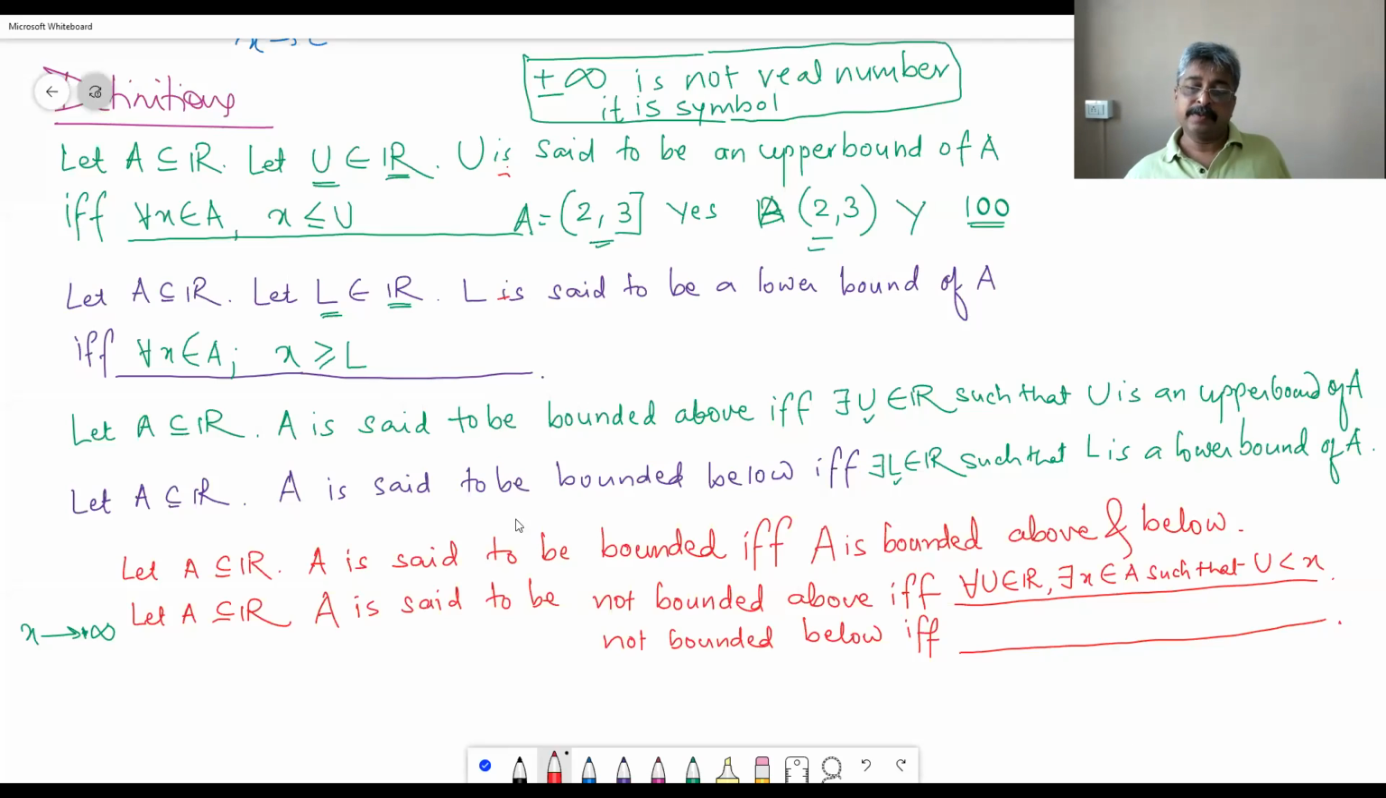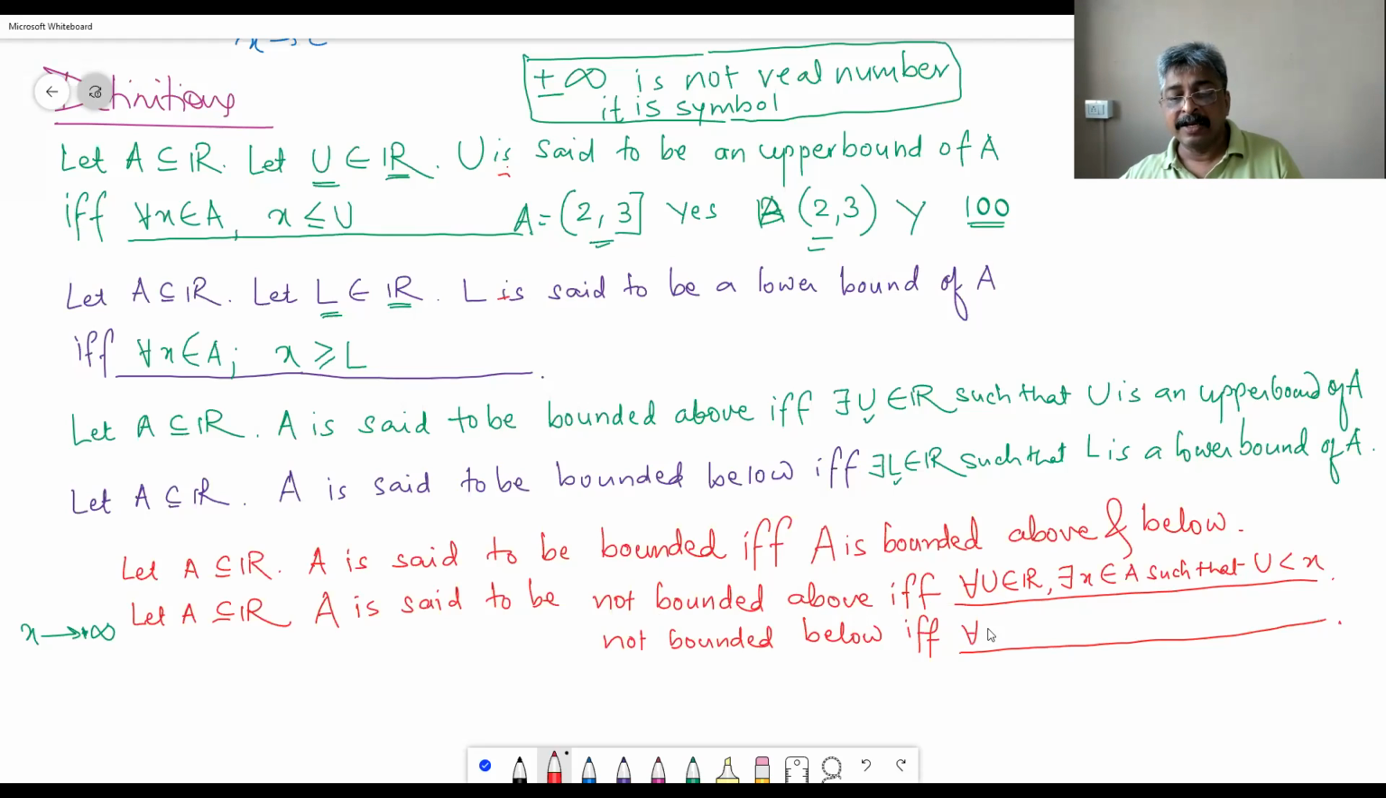This is very simple. Suppose you say that there is an upper bound u. Whatever upper bound you want to give me, belonging to R, it need not be a member of set A. You give me any real number which you think is an upper bound. For every u belonging to R, I will give you an x, a member of set A, such that x is greater than u. That means it is not bounded above.